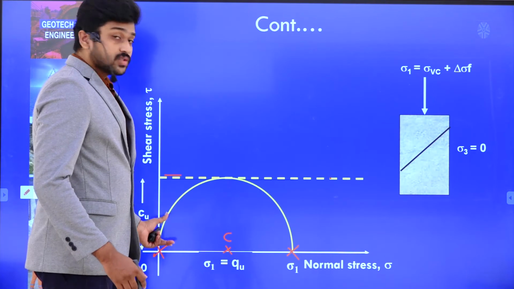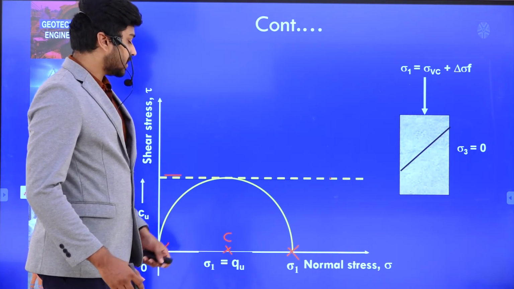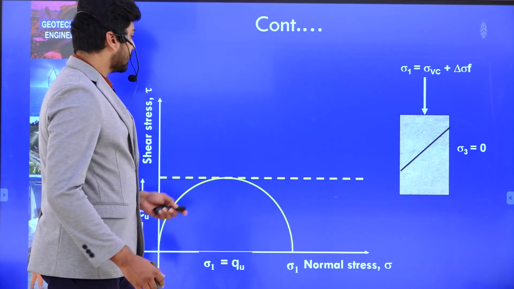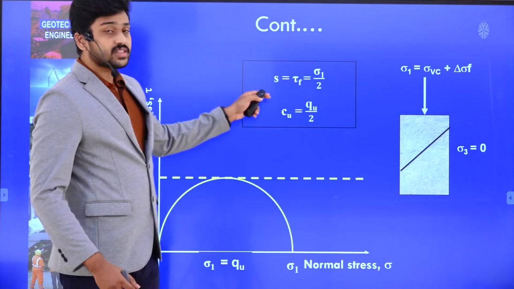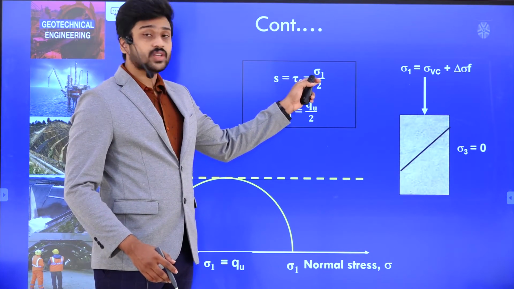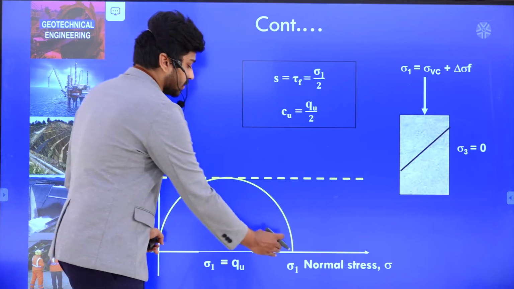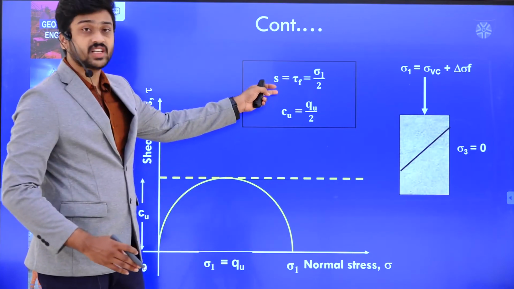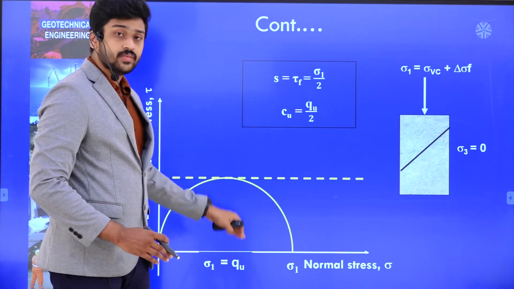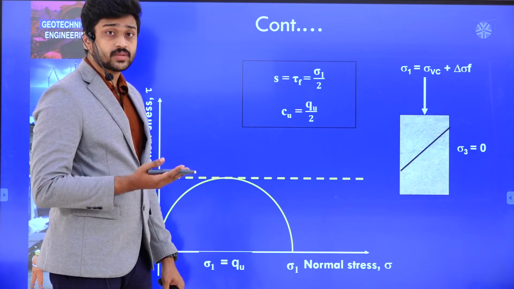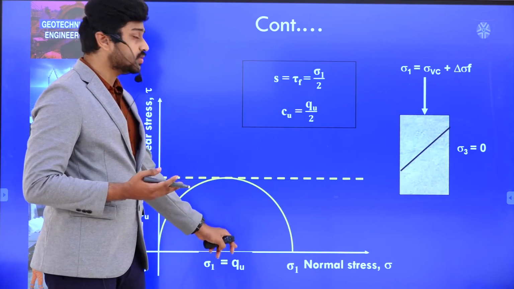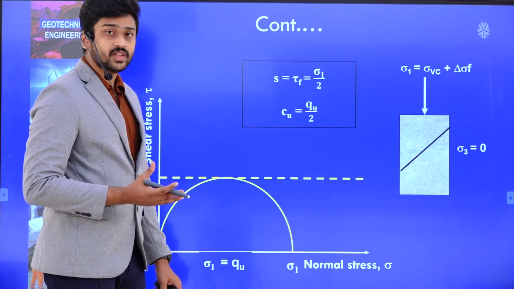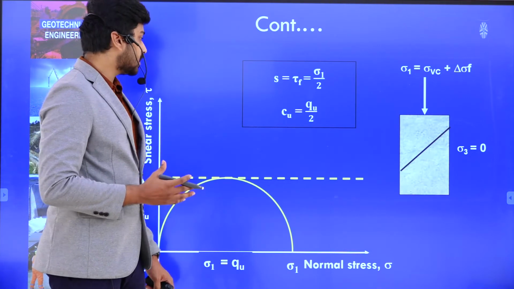That means in this particular case, it is given by S, or tau F, is equal to sigma 1 by 2. Since this is sigma 1 by 2, the shear strength on the failure plane is equal to the maximum shear stress. That is why it is equal to sigma 1 by 2. It is the radius of the Mohr circle.